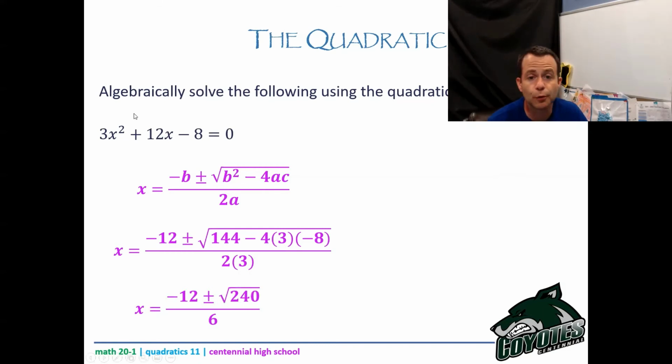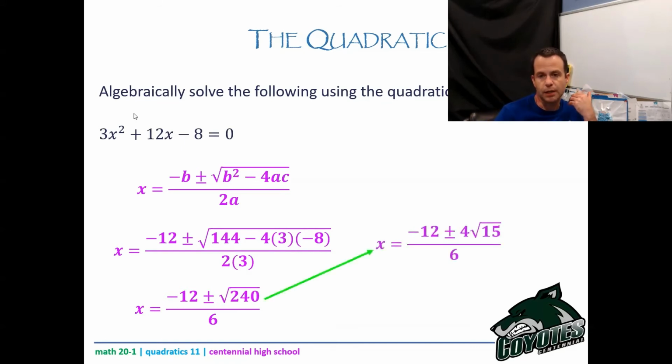Root of 240 is divisible by 16 here. It's 16 times 15. No, I don't know that off the top of my head. I just quickly did it on a calculator. That's off camera. I shouldn't have told you that. I should have just pretended I could do those things in my head. So it's 16 times 15, and that means the 16 will come out and be root 4. So I'm looking at negative 12 plus or minus 4 root 15 all over 6.